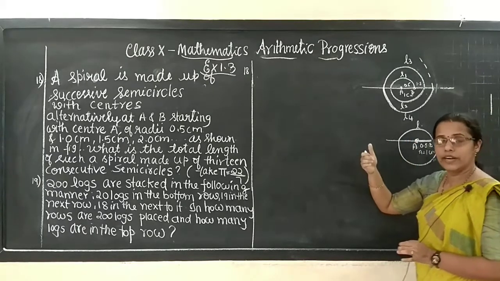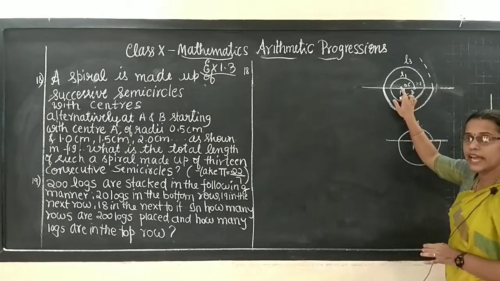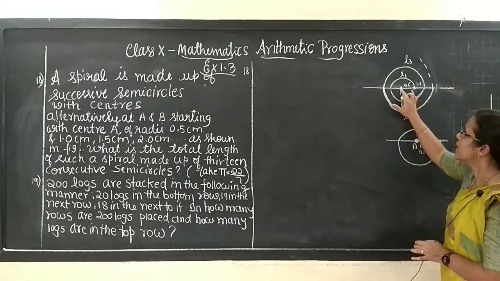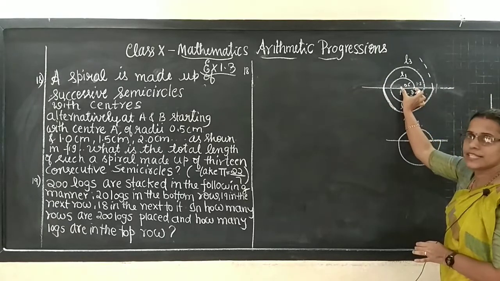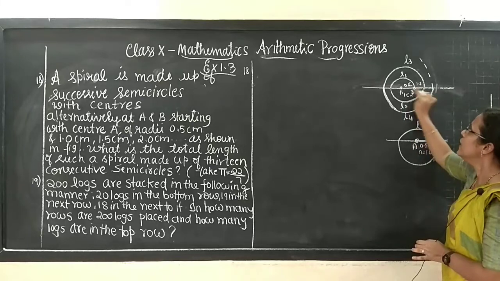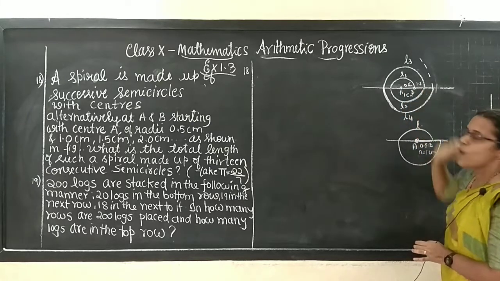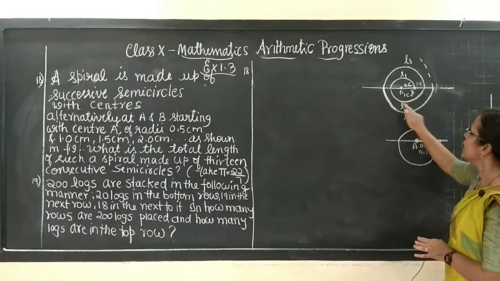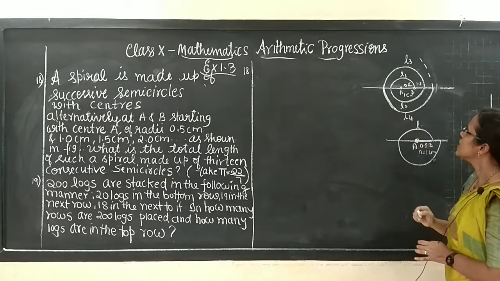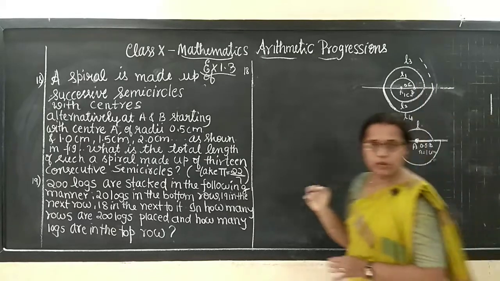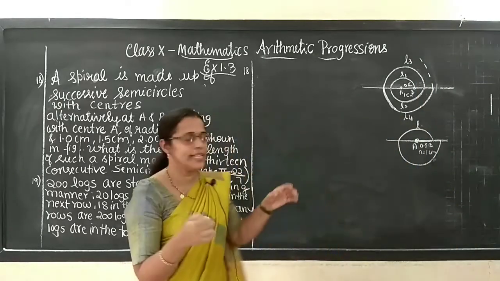Centers are different, right? So the first center is A, second center is B. So for this semicircle, center is A, radius is 0.5 centimeter. From here to here, center to here, this is 1.5 centimeter. Like this it continues, children. So now, what you have to write?